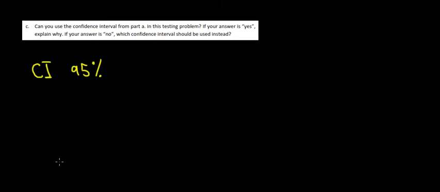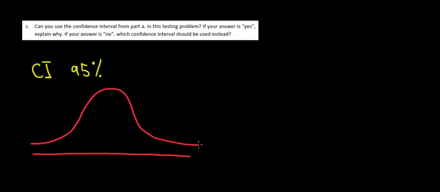So if we draw this on a distribution, what does it mean? Confidence interval of 95% means that we allow for a type 1 error of 5%, which means we will have 2.5% on each tail. So we would have here 2.5%, and we would have on this tail 2.5%. And in the middle, we're left with our confidence interval of 95%.